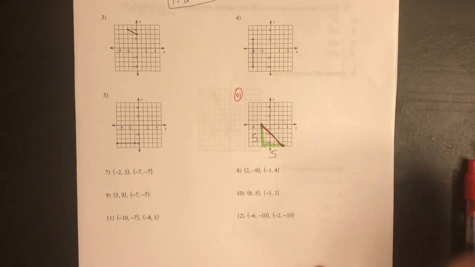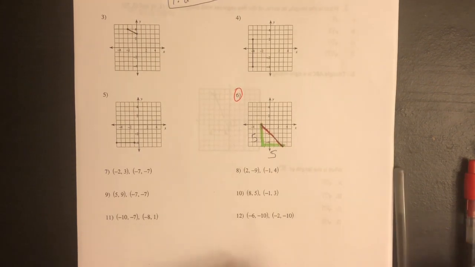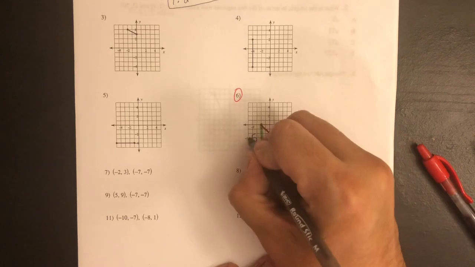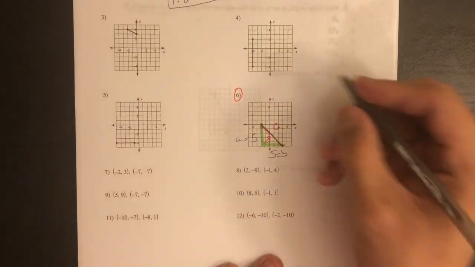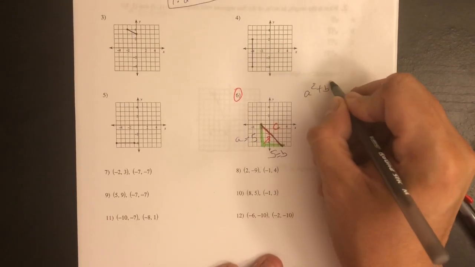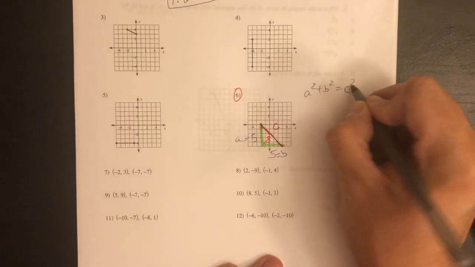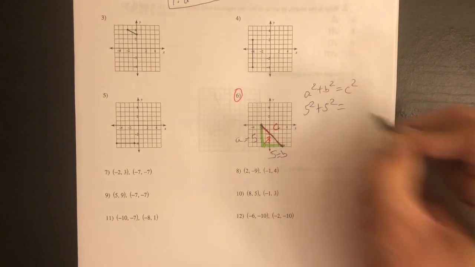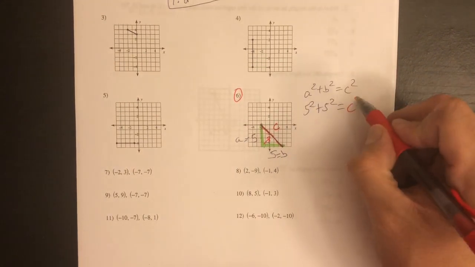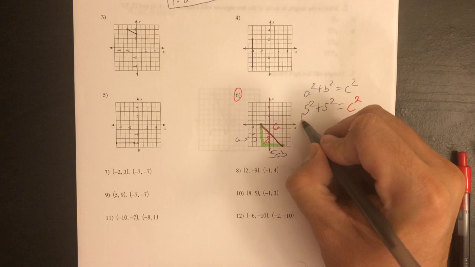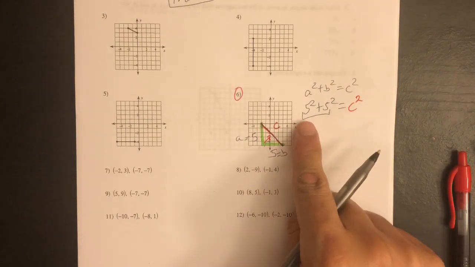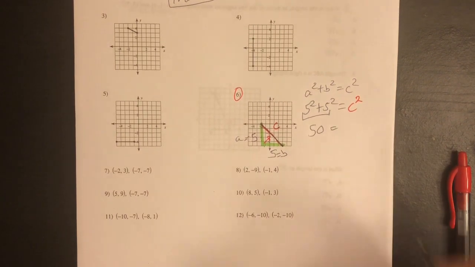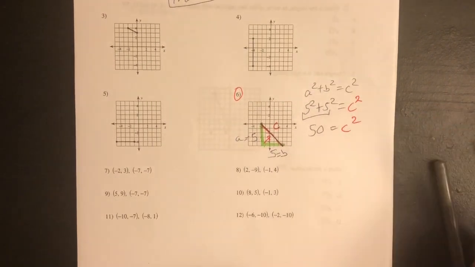Okay, so we have that. So across from the 90-degree angle is your letter C. The other two sides are A and B. So A squared plus B squared equals C squared. So we have 5 squared plus 5 squared equals C squared. So 5 squared plus 5 squared, that will be 25 plus 25 is 50 equals C squared.